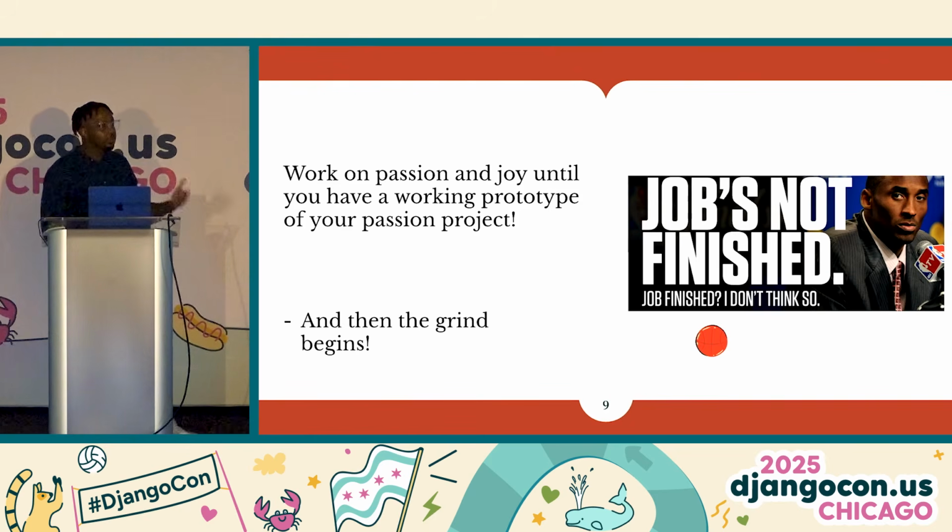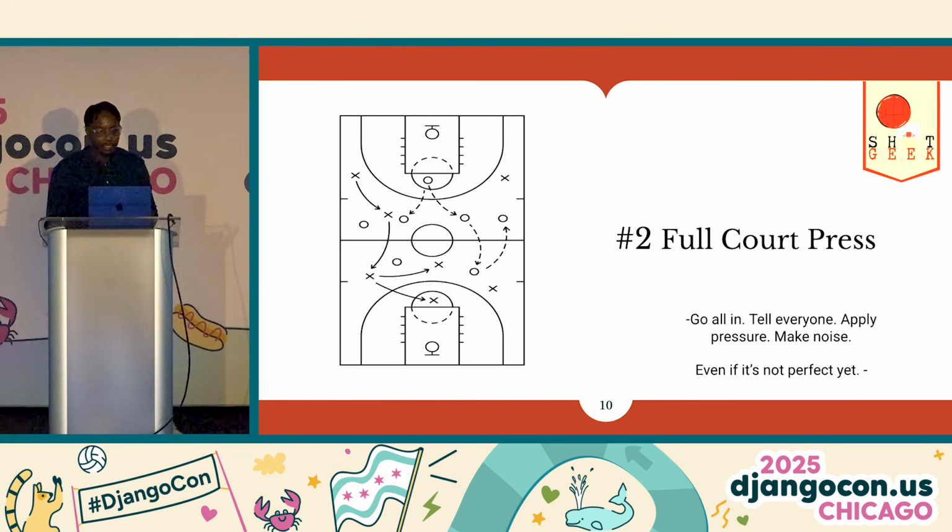Now, if you follow this play well, you probably get to a point where you have a working prototype of your passion project. But to quote the late, great Kobe Bryant, job's not done. We're just getting started. So we're going to go straight into the second play, which is called full court press. In basketball, a full court press means applying relentless pressure across the entire court. You're not waiting for the opponent to come to you, you're taking it to them. And this is what I did with Nosebleed Section. This is about taking your project out into the world.